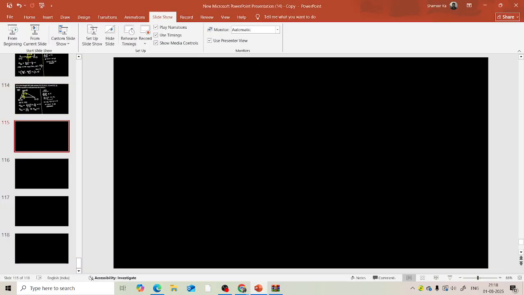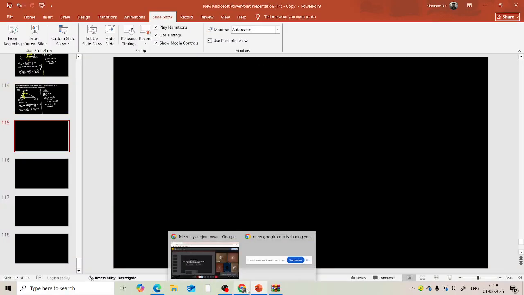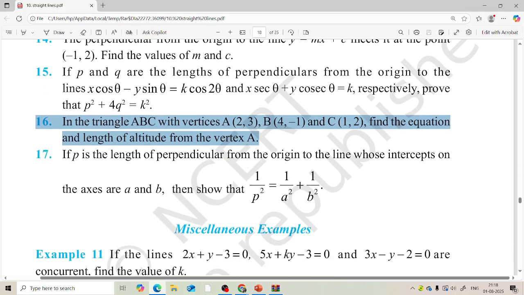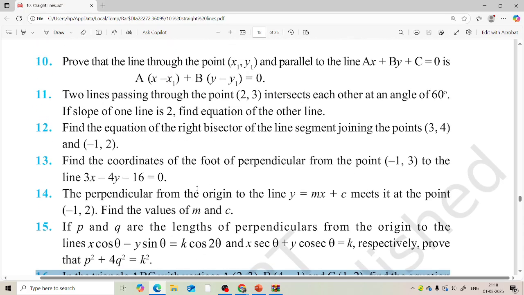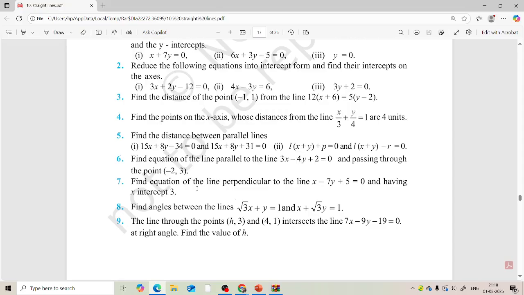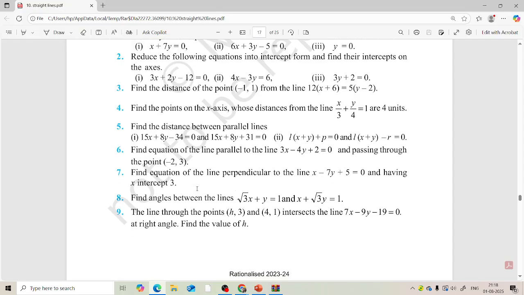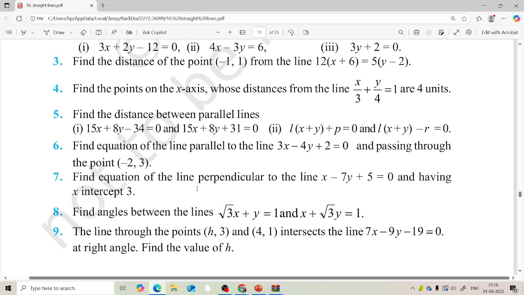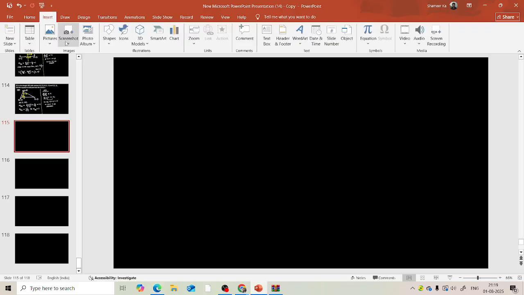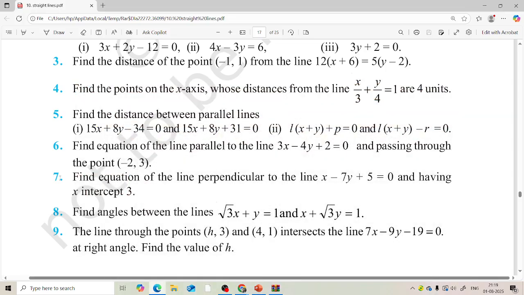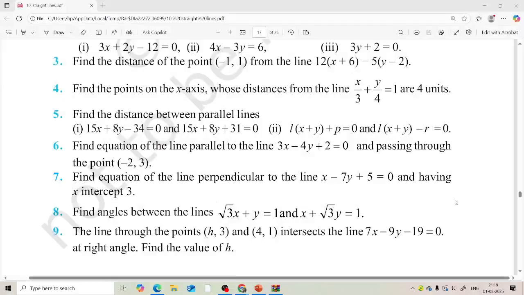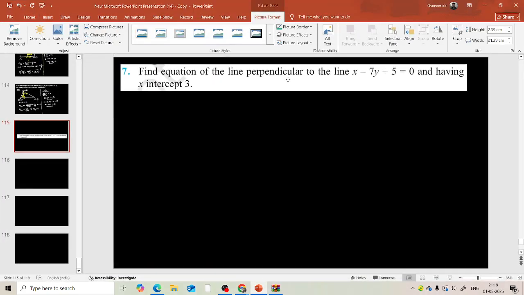Only one formula is remaining, but I will explain it in the next class. Today I will discuss only this type of problems, perpendicular, okay? One minute, the 7th question I will discuss. Not difficult.